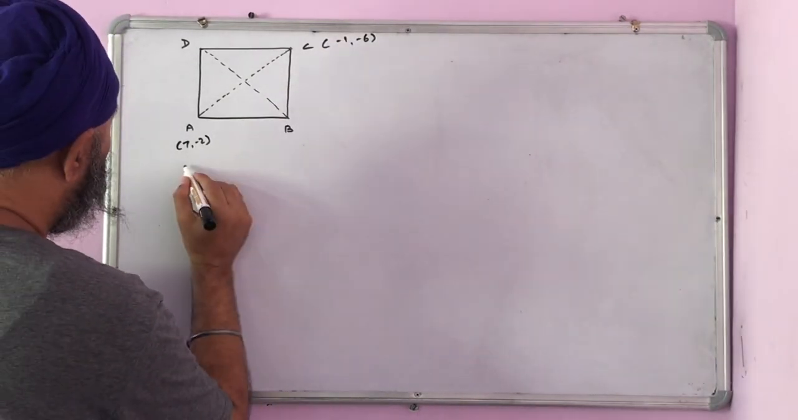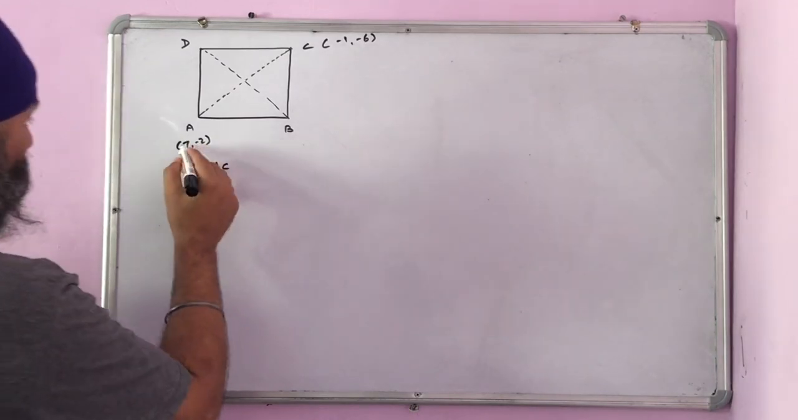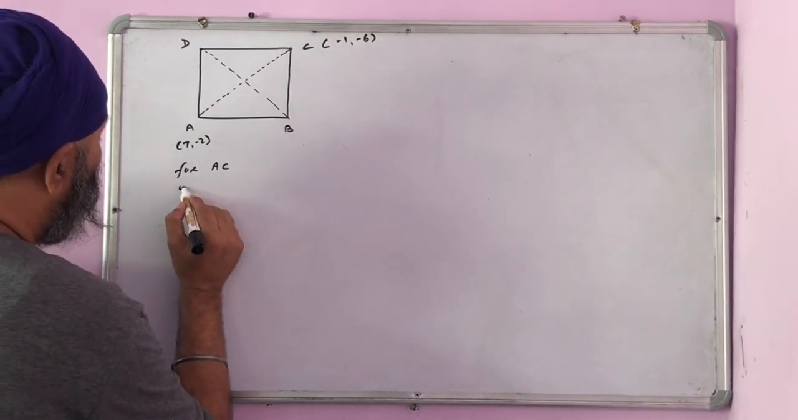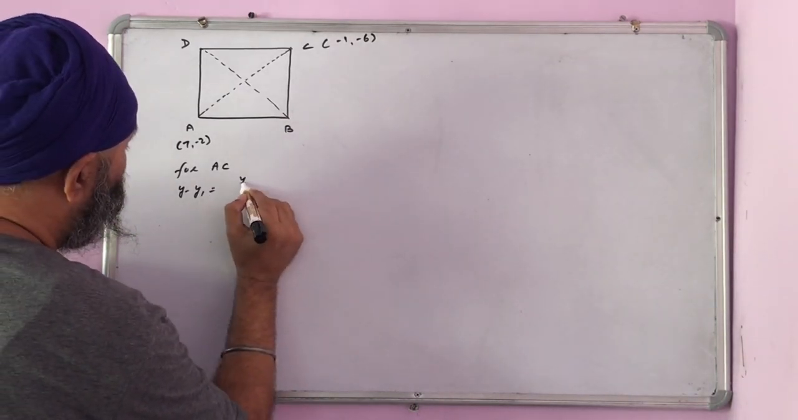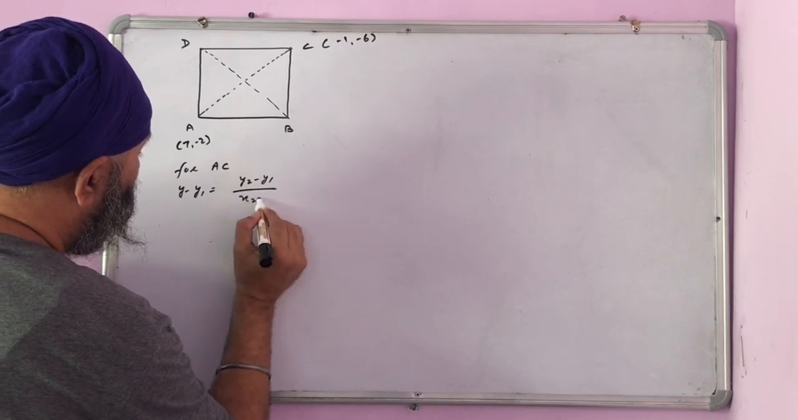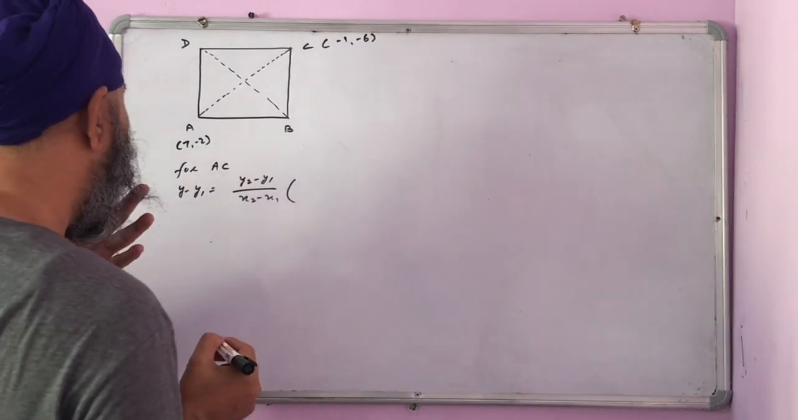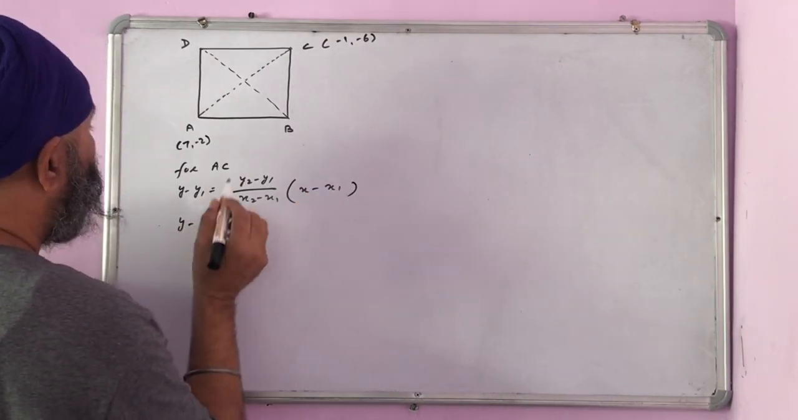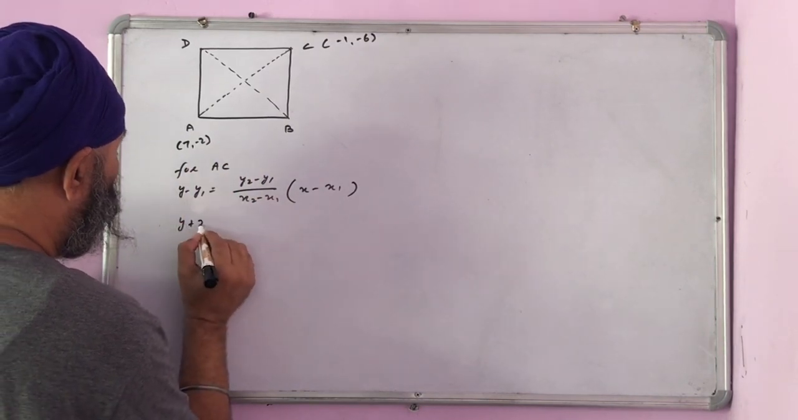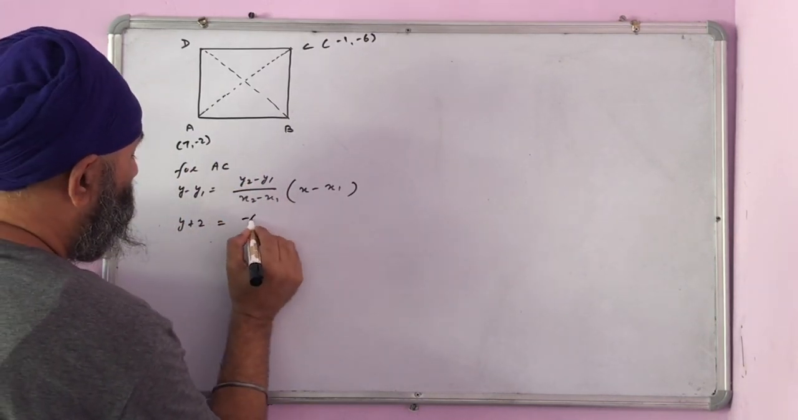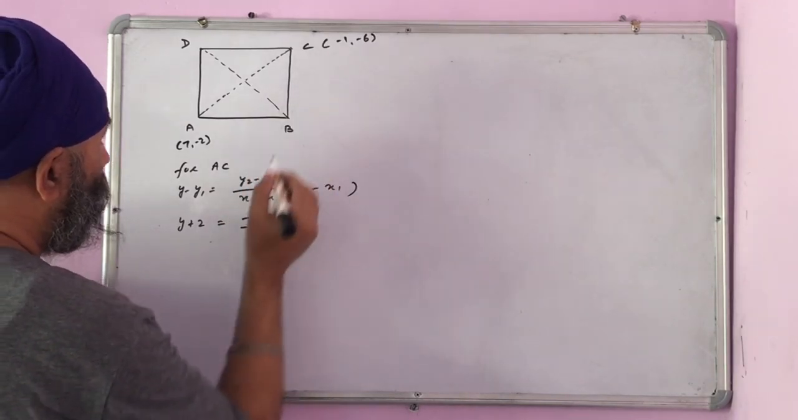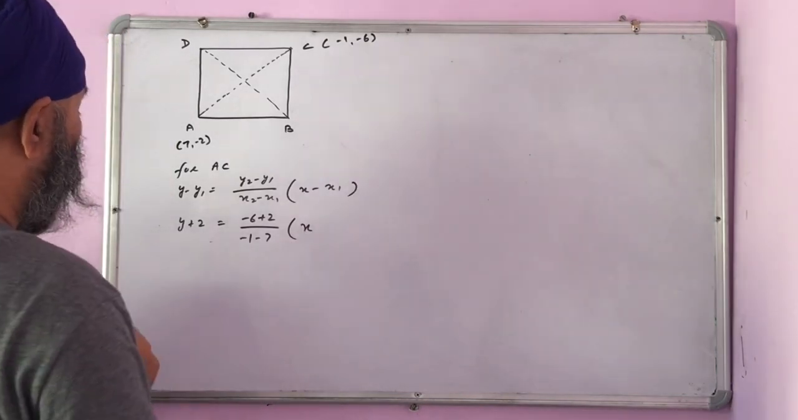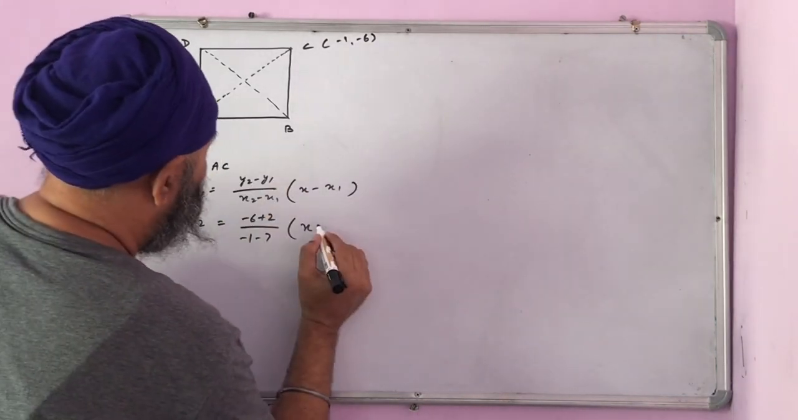So for AC, we know both the points. We apply the two-point form. y minus y1 is equal to y2 minus y1 upon x2 minus x1, into x minus x1. y minus y1 is minus 2, minus minus plus, y2 minus 6 plus 2, x2 minus 1 minus 7, x minus x1, x minus 7.